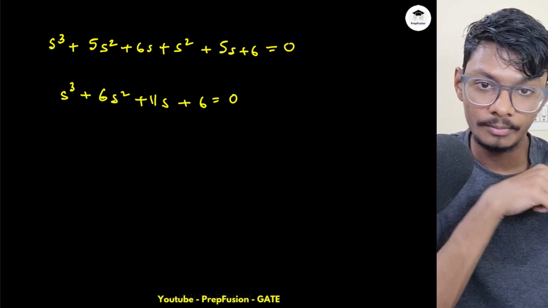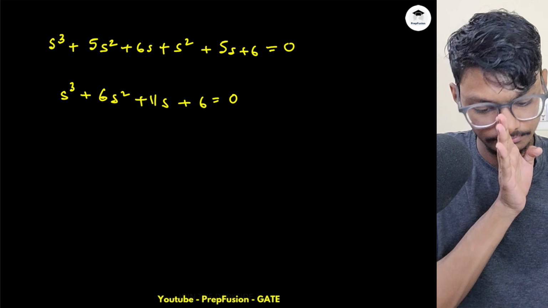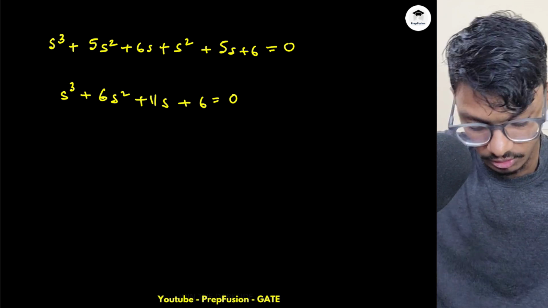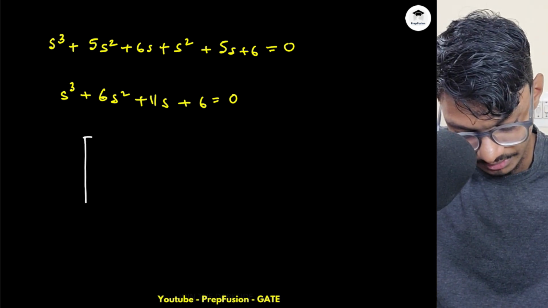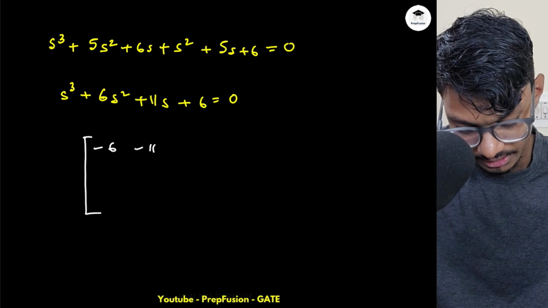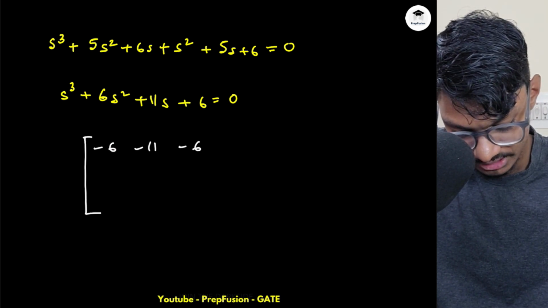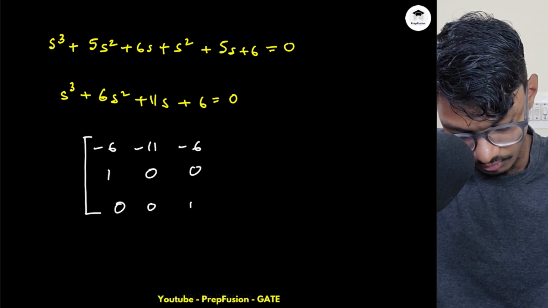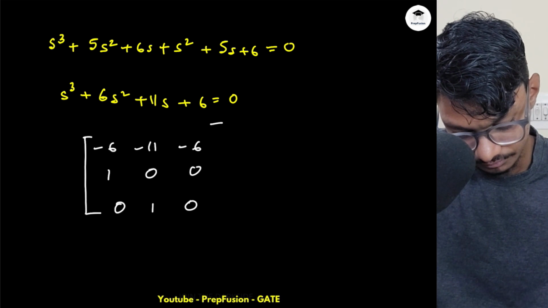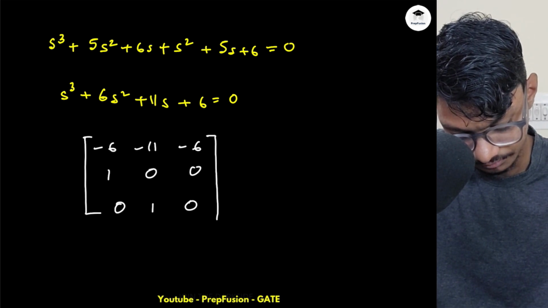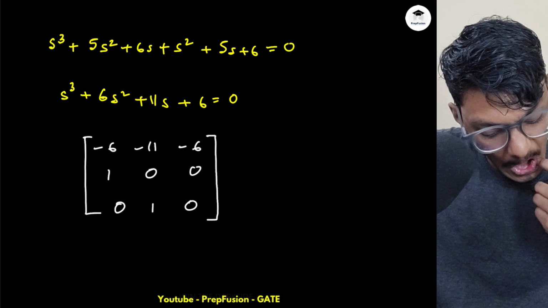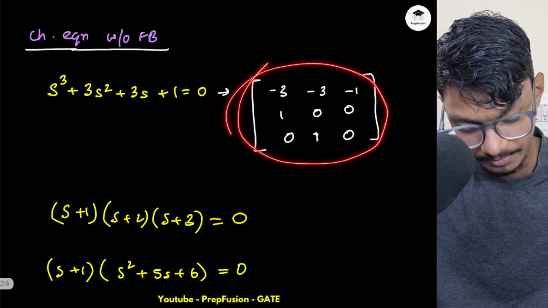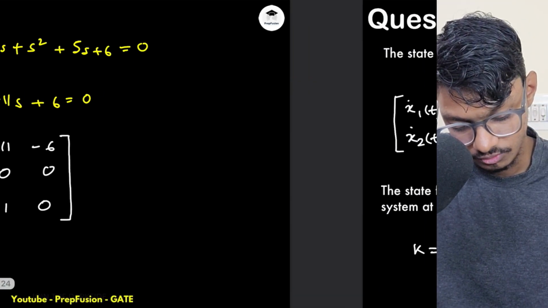For this I have to compare with the system matrix in controllable canonical form. For this particular case, my system matrix will be -6, -11, -6 in the first row, and then 1 0 0, 0 1 0. This will be my system matrix. Now what do you observe? If I apply a state feedback to this, what will change?